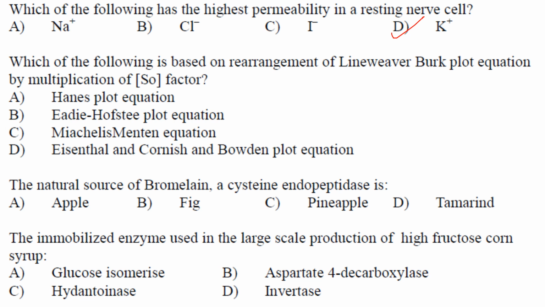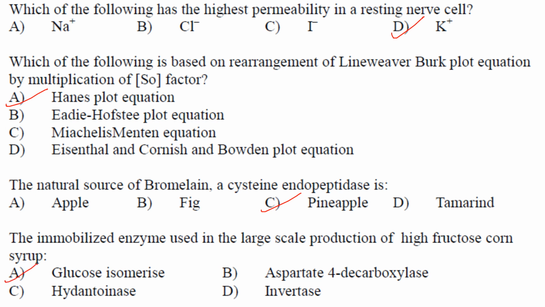Then, which of the following is based on rearrangement of the Lineweaver-Burk plot equation by multiplication of the concentration of S factor? So if you multiply the Lineweaver-Burk plot equation by the concentration of S factor, you get the Hanes plot equation. Answer is option A. The natural source of bromelain, a cysteine endopeptidase, is... So bromelain is obtained from pineapple. Answer is option C. The immobilized enzyme used in the large scale production of high fructose corn syrup is... It is glucose isomerase.